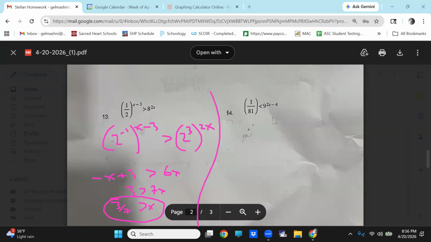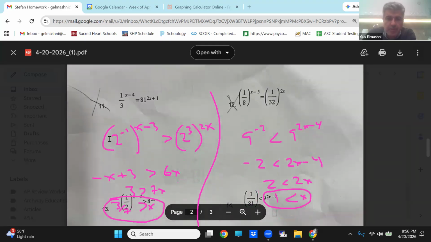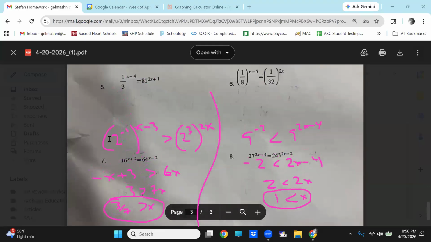Or here, that's 3. We know it's -4 now. Actually, we could keep it as 9 to -2. So therefore, -2 is less than 2x minus 4. Add 4, divided by 2. x is greater than 1.